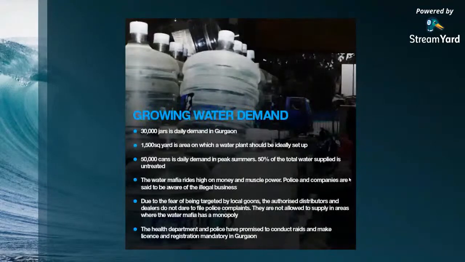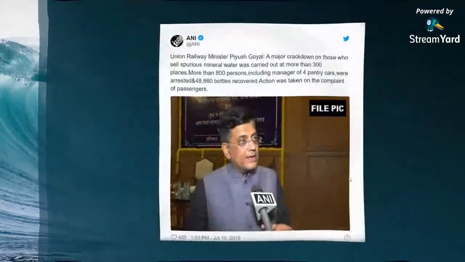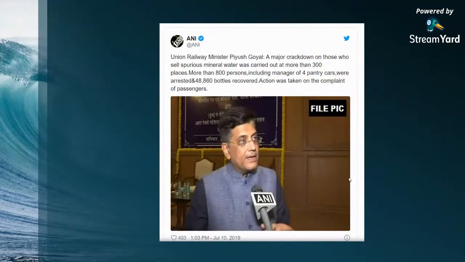And police have raided many places. If we just talk about Gurgaon, there were 300 cases found. Ministers have said there are 300 places, more than 800 persons have been found, and 50,000 bottles were recovered. But when we talk about just Delhi NCR, there are 3,000 places where this type of illegal water mafia is operating. And when we talk about India, there are more than 30,000, or maybe lakhs, of water mafia running. So this is all part of water marketing. When there are 5,700 registered water brands, then there will be scams.